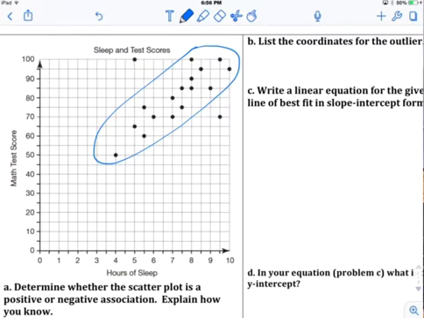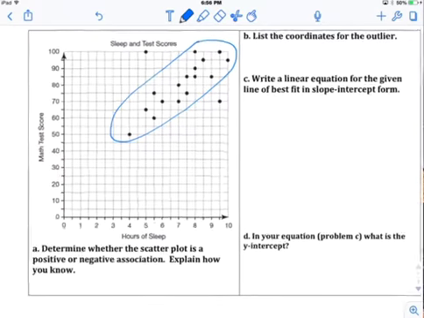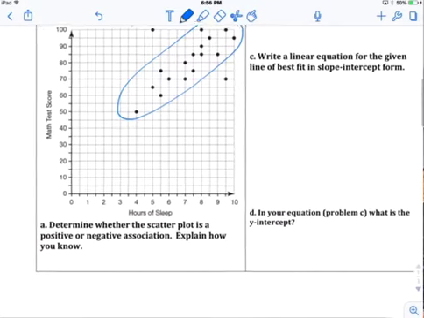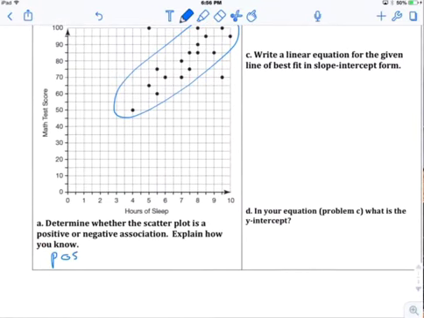Determine whether the scatter plot is a positive or negative association. Positive, because if you trace the points, it's going up. So it's a positive association. Explain: because it's going up.